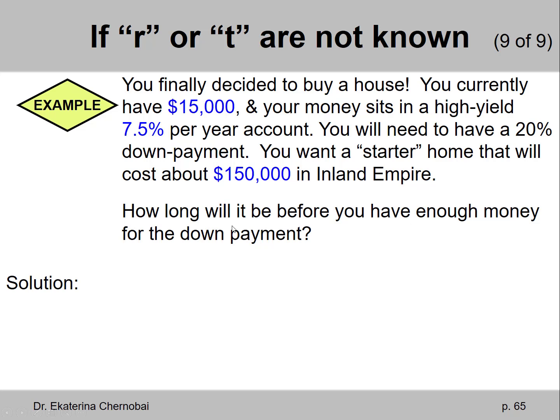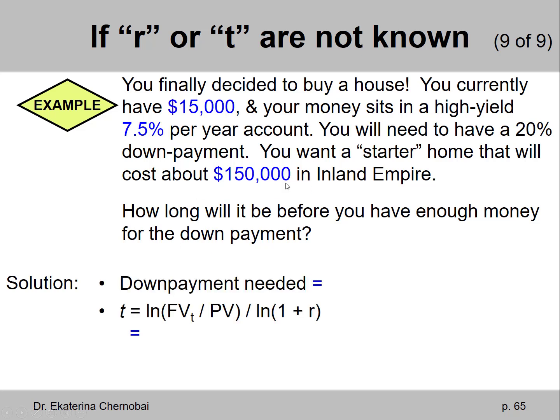Well, how long will it be implies that we need to find time. So we need to solve for T in the formula or N in the financial calculator. How much would we need to pay for the down payment? It will be 20% of the cost of the starter home that you would be searching for. What's 20% of 150,000? 20% multiplied by $150,000 equals $30,000. $30,000 is how much you will need in the future. That becomes our future value.